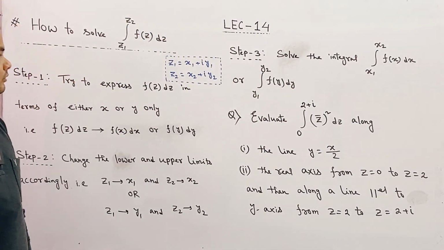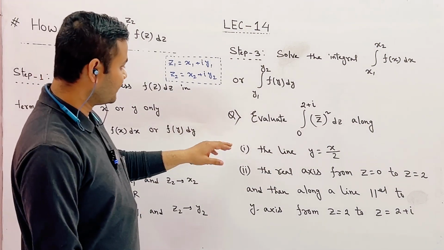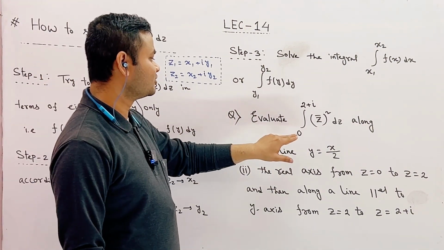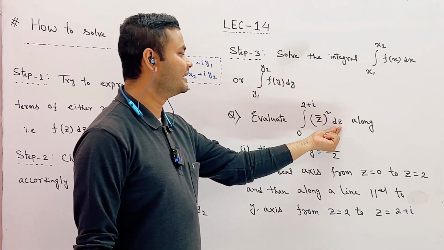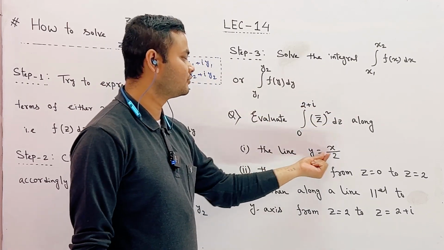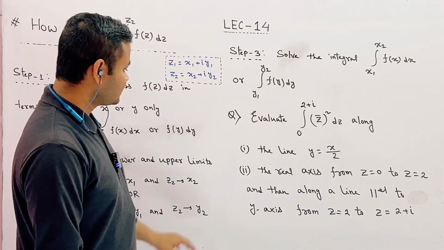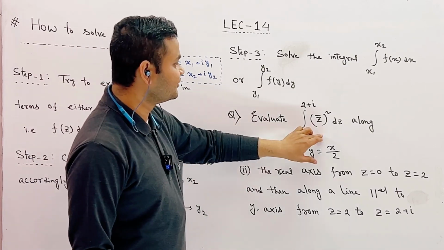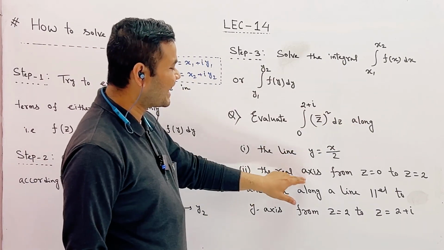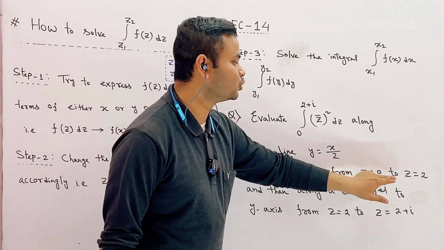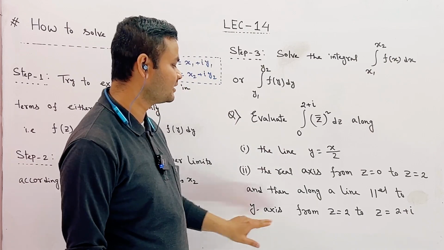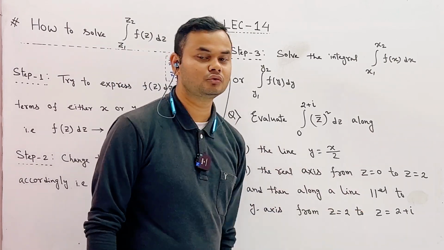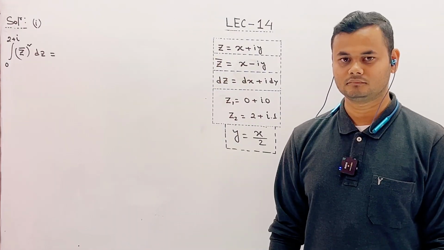Now, let us solve two problems. Problem number 1, evaluate the integration from 0 to 2 plus iota of z bar whole square dz along the line y equal to x by 2. Second question, evaluate this integral along the real axis from z equal to 0 to z equal to 2 and then along a line parallel to y axis from z equal to 2 to z equal to 2 plus iota. Okay?